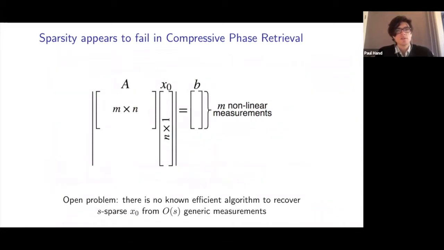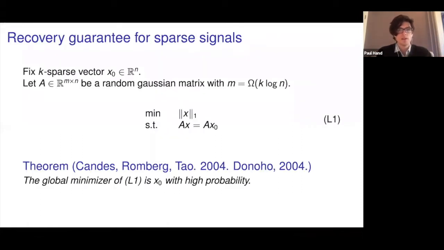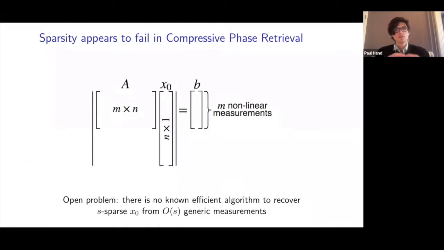Sparsity so far has failed in nonlinear inverse problems such as compressive phase retrieval. So we're jumping gears for a second. Before we were talking about linear signal recovery, right? If we go back, we had A of x equals A of x naught, or phi of x equals phi of x naught for linear phi. Here, let's look at a nonlinear version.